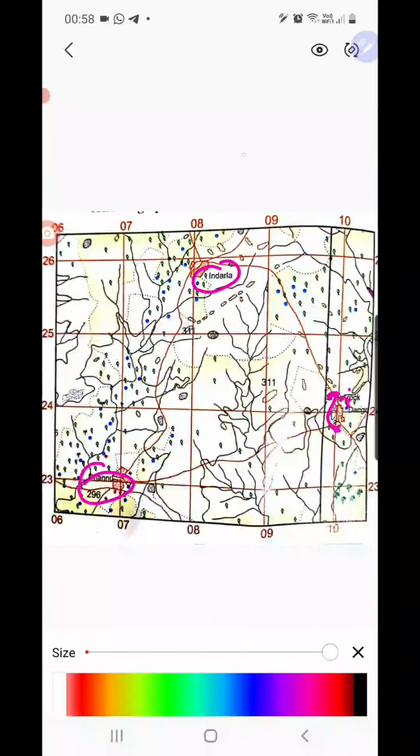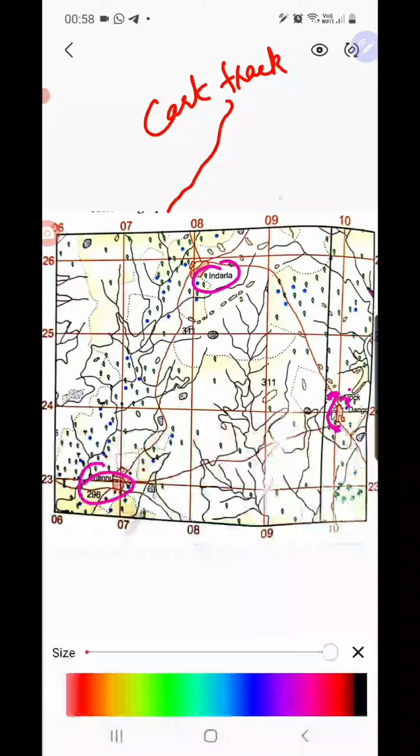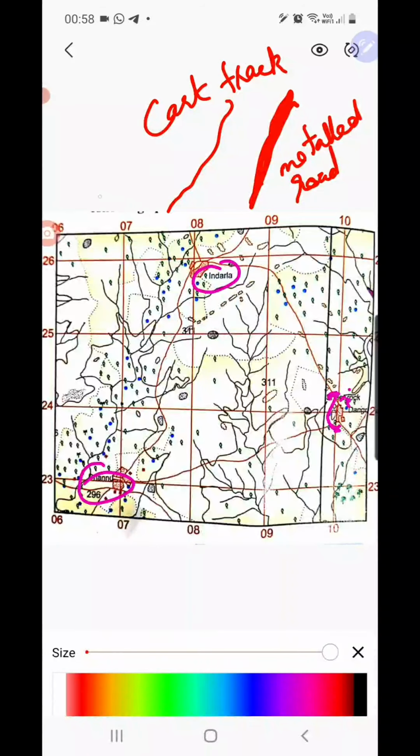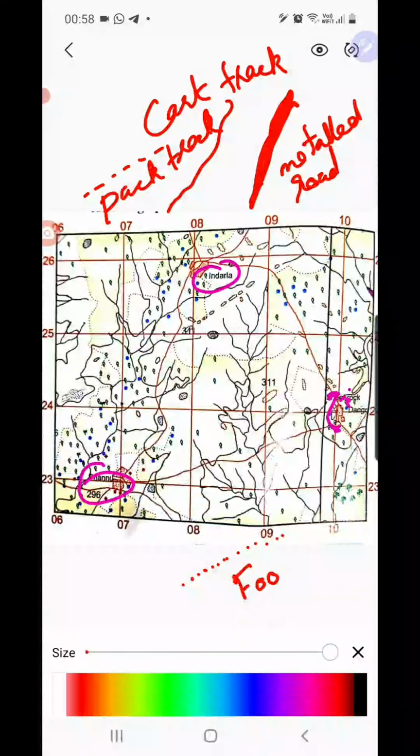In some maps you will find a thin red line. That thin red line is called a cart track. And in some maps you will find a very bold red line. Then you can call it a metalled road. Then in some maps you will find a broken red line, like this. That broken red line is called a back track. And in some maps you will find dotted lines. That mode of transport is called a footpath. Okay, these are the important modes of transport.